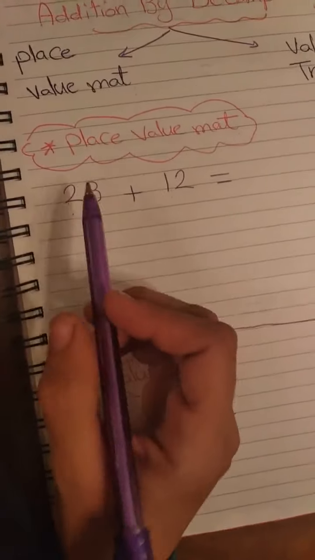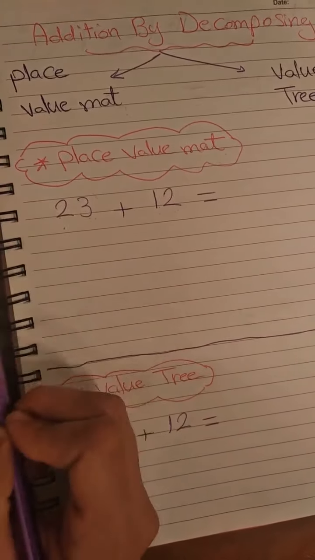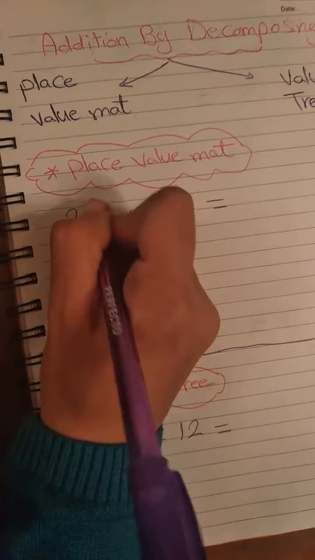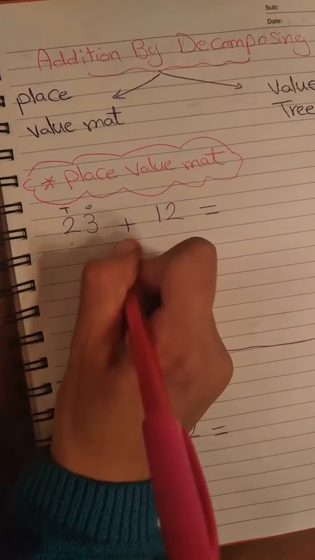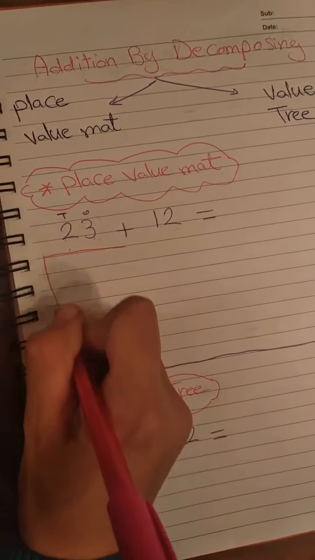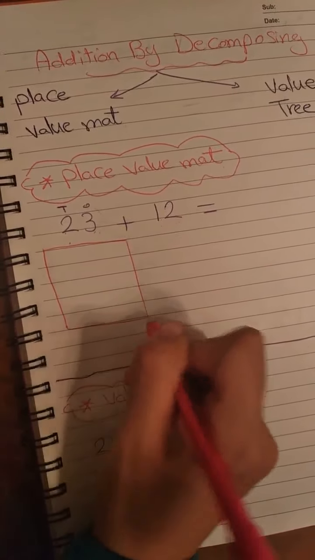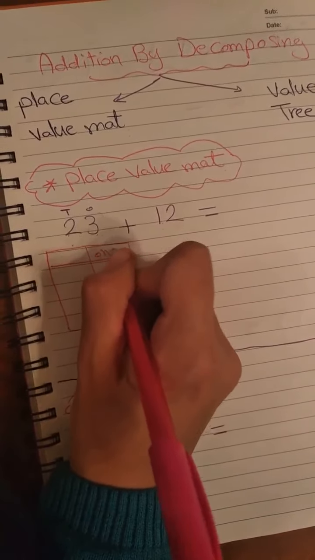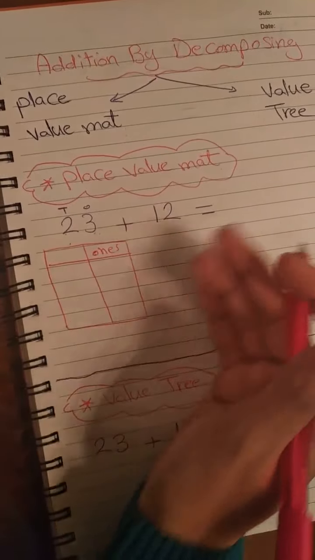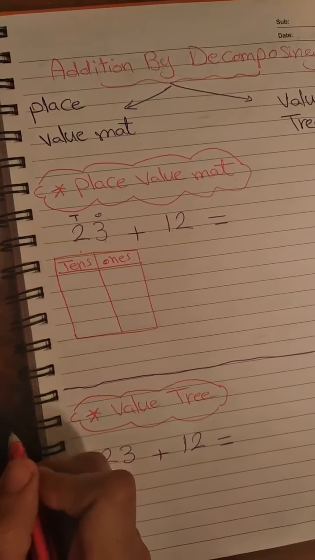So here I have 23. I will draw a model for the first addend. 23 consists of ones and tens. So here I will make one mat which has two places. One place for ones and one for tens. And as we said before, the ones should always be to the right and the tens beside it.